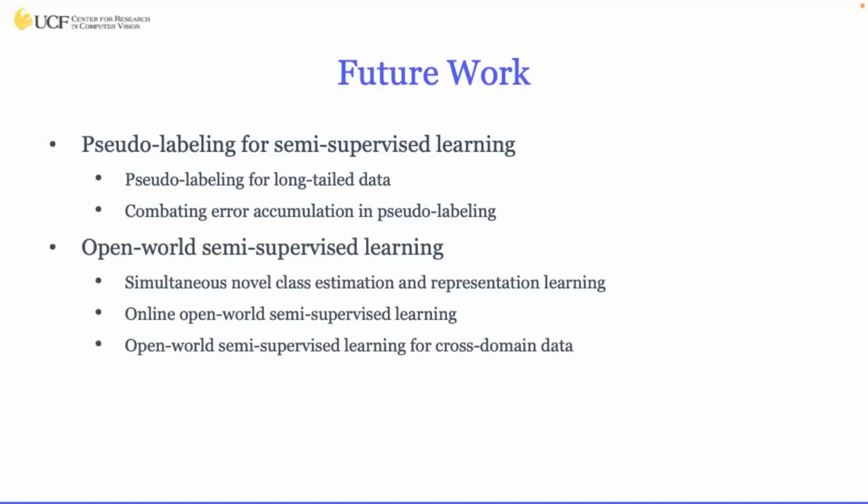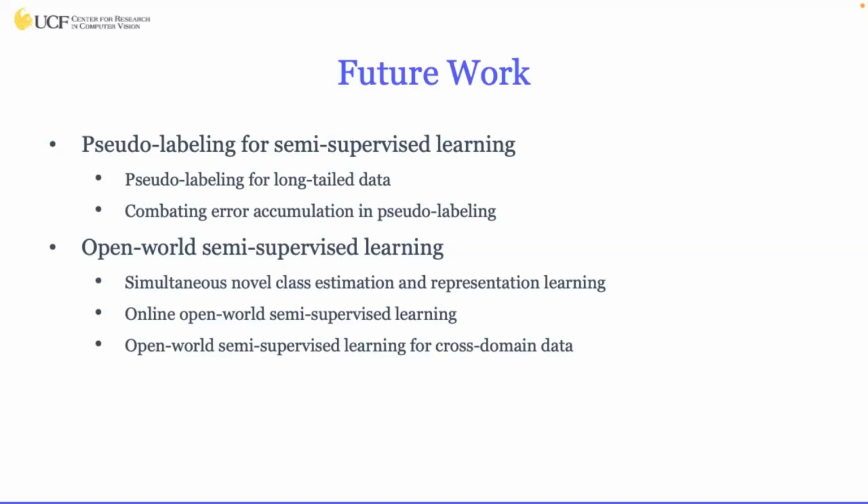Then we can also improve open world semi-supervised learning. Even though we have a solution for estimating the number of classes, it's separate from the representation learning. So a better solution would be to do simultaneous novel class estimation and representation learning. Also, like I mentioned before, the current open world semi-supervised learning methods assume that the number of novel classes is fixed. However, in the real world, it has to be dynamic. So an online or continual learning solution for open world semi-supervised learning will be interesting.